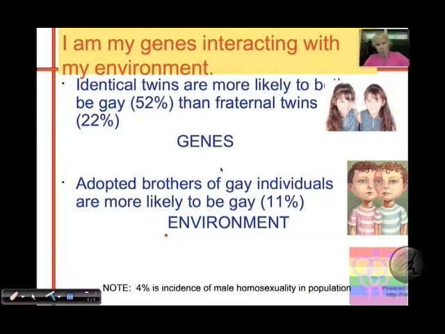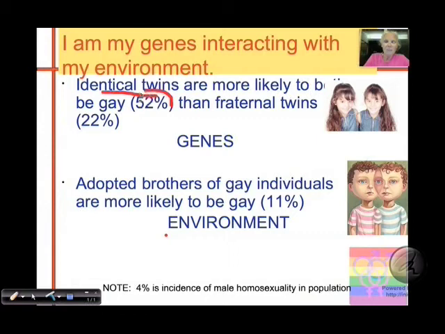What biologists do to try to answer that question is to look at identical twins. Identical twins have the same genes, and so if one twin is gay, is the other twin gay? If sexual orientation is due to your genes, you'd expect 100% of the other twin to be gay. Not quite what we find.